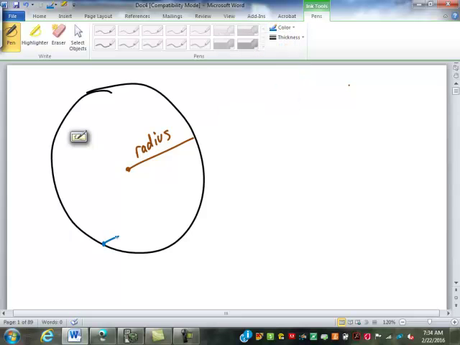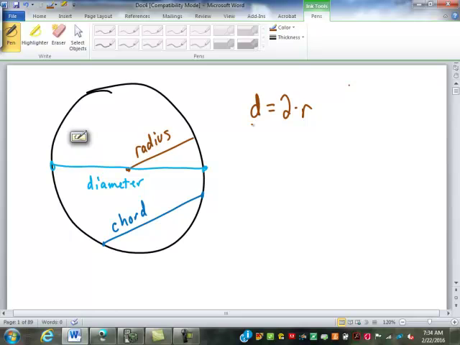Another feature of a circle is a line segment with its endpoints on the circle. That is called a chord. And a chord that contains the center of the circle is called a diameter. Which brings us to our first mathematical relationship. D, which is the diameter, equals 2 times the radius, 2r.